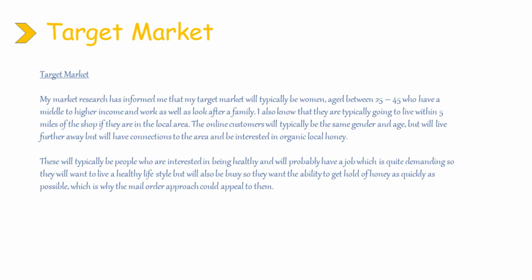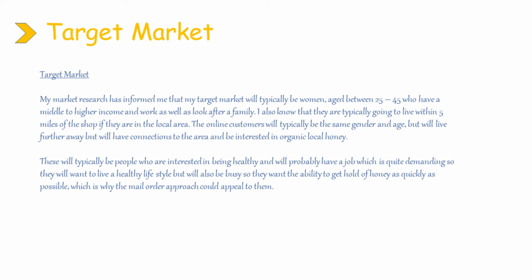So here you can see an example. So I've got my target market, and I've said that my market research has informed me that my target market is going to be mainly females aged between 25 and 45 who have a middle to higher income, and they're going to work and typically look after a family. I've also said that I know they're going to live within 5 miles of the shop, and I know that the online customers will be the same sort of profile, but maybe live further away.